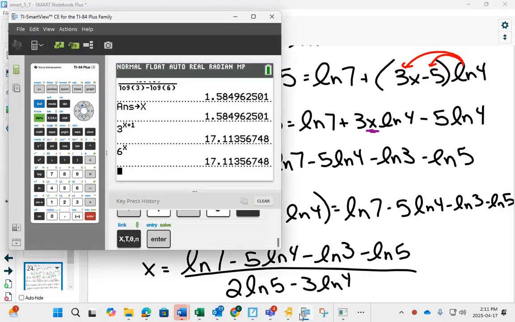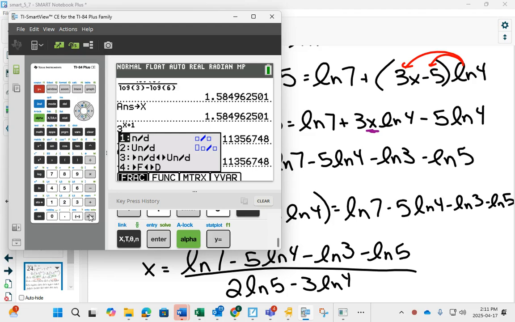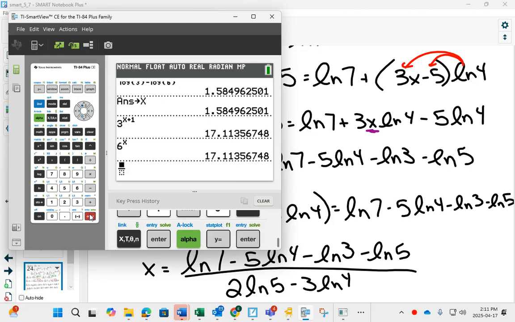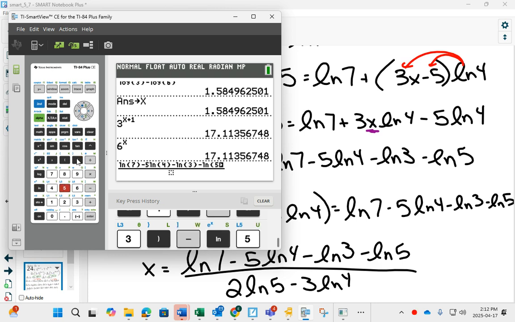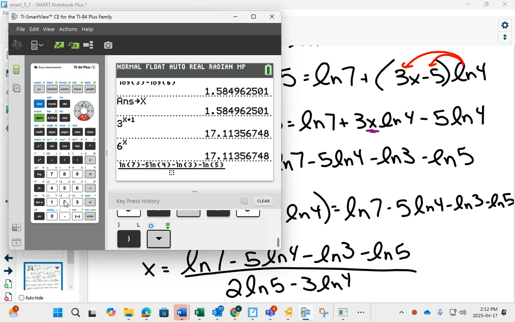I'm going to go to my calculator. I'm going to type in my fraction button. If you don't have the fraction button, you do have to put the whole top in a set of brackets. And then dividing, you have to put the whole bottom in a set of brackets for your calculator to do it right. But if you have the fraction button, your life is easier. So natural log of 7 minus. Notice how the natural log on your calculator automatically adds a bracket. So you have to always remember to close those brackets. Minus natural log of 5. 2 natural log of 5. Minus 3 natural log of 4.